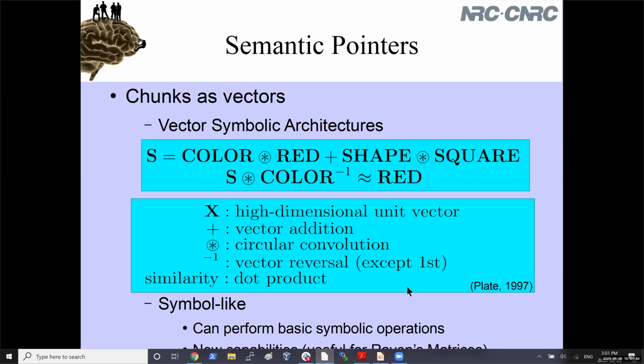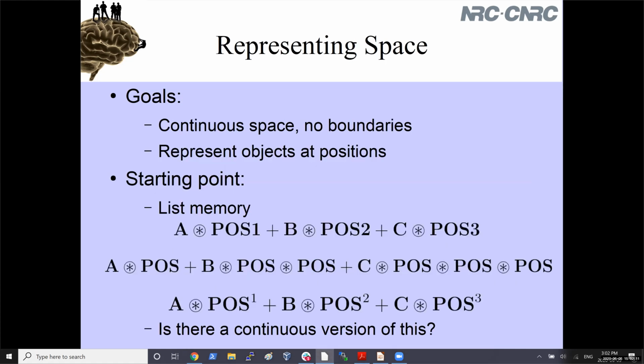And you end up with something that's very symbol-like. You can form all the basic symbolic operations, and you also get a few new capabilities. So for instance, it turns out to be really easy to represent the transformation between two different chunks. And we use that in our model of Raven's progressive matrices. So you're able to implement something like normal symbolic operations, but you also get new capabilities. So that's sort of where we're starting from.